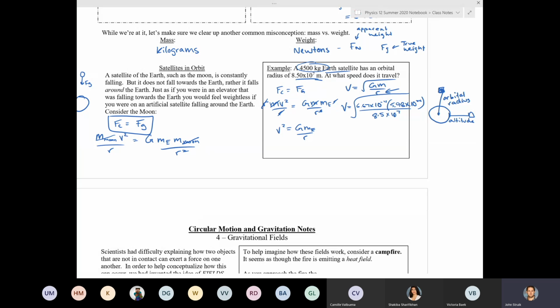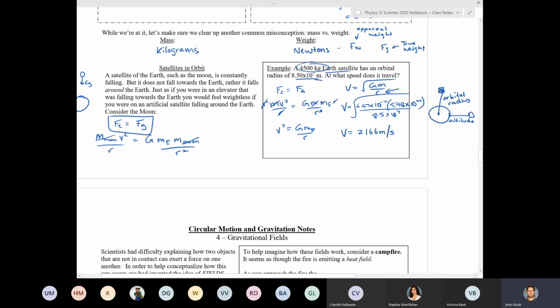So 6.67 times 10 to the negative 11. And I'm hoping you are all using the EE button or the EXP button or the times 10 to the x button, and not actually multiplying by 10 times 10 to the whatever. It just makes it way easier. So 6.67 times 10 to the negative 11 times 5.98 times 10 to the 24 divided by 8.5 times 10 to the 7. And then we square root that, and we get a value of 2,166 meters per second.